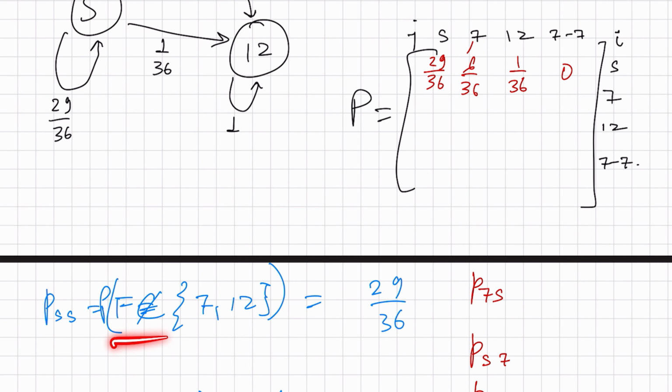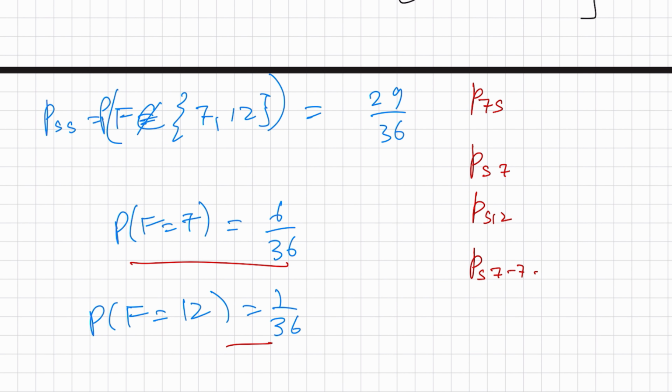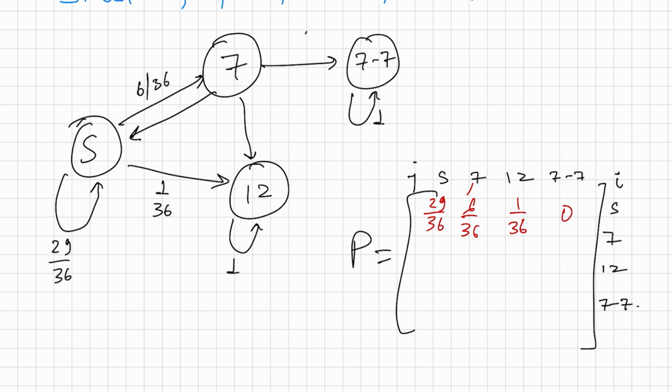Because again, if it was another 7, you would reach here. If it was a 12, you would reach here. But if it's anything else, you're here, right? And the dice rolls are independent, so we can easily say the probability is going to be 29 by 36. So 29 by 36 again. And I'm going to quickly write this here as well. It's 29 by 36.